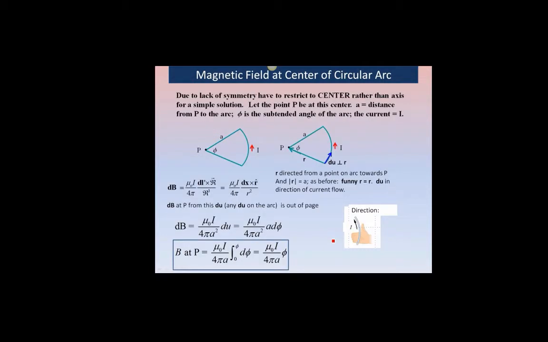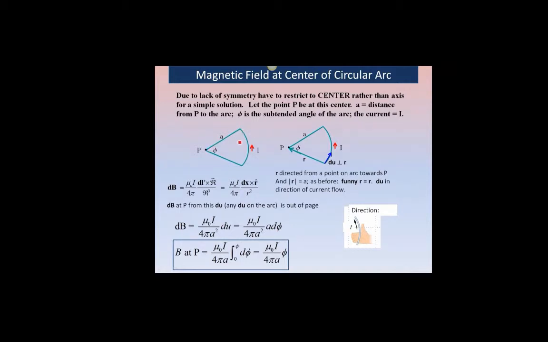Having done the circle, it's possible to use the approach to look at the field at the center of an arc. So this is a circular arc that has finite extent. Phi is the angle that subtends this arc, and we'll let P be at the center of this, and we'll let a be the distance to the arc from point P.